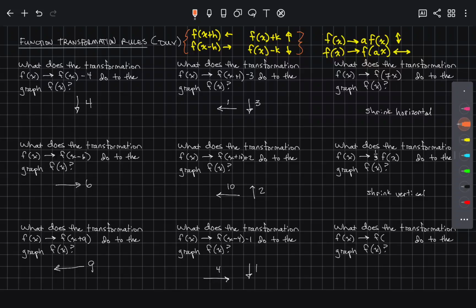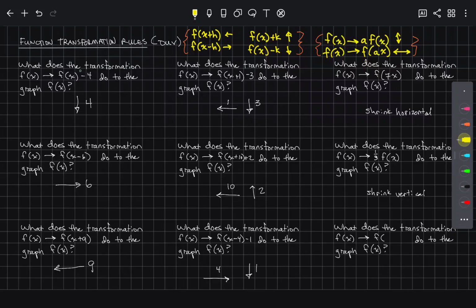Then if we're talking about stretches and shrinking, anything that's automatically on the outside, again, not manipulating x but manipulating the function, is going to be manipulating y. So that's going to have it stretching or shrinking vertically. And if we have something being multiplied by x, it's going to stretch or shrink horizontally, depending on what it's being multiplied by.